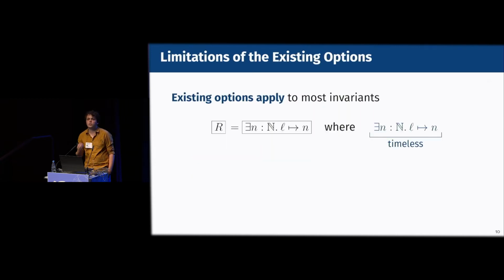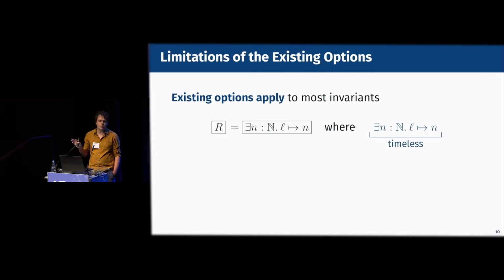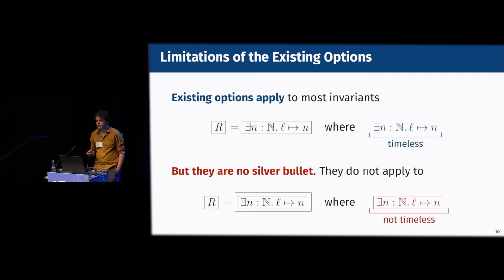And these existing solutions are very useful. They work in most cases. For example, for the simple invariant that I showed you earlier, they work. The contents of the invariant are timeless, they don't care about step indexing at all, so you can just use them. However, these solutions are no silver bullet. There are cases, and admittedly they are rare, but they do occur every once in a while, where the solutions don't help. A very simple example is a nested invariant.